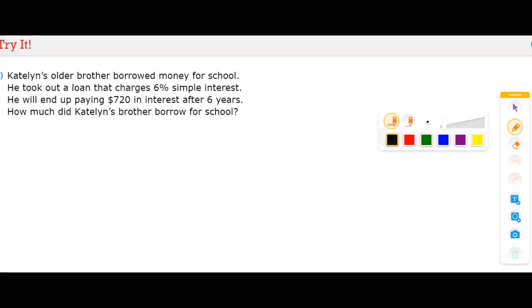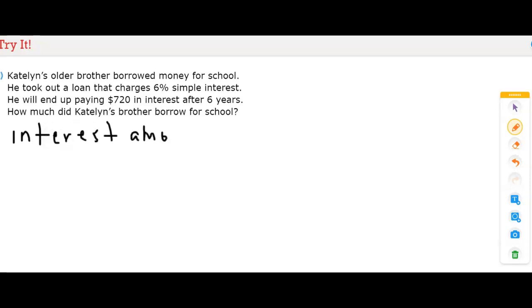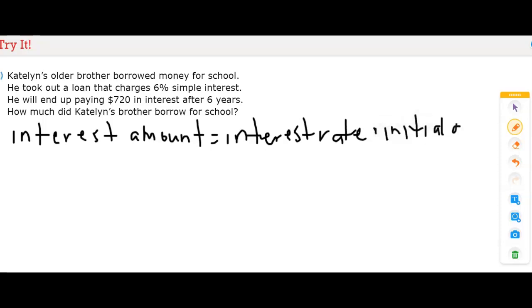Let's start with our percent equation. We have interest amount. Always start with that. Interest amount is equal to interest rate times initial deposit. Okay, excuse this handwriting. Writing on the computer screen is not the easiest with this.